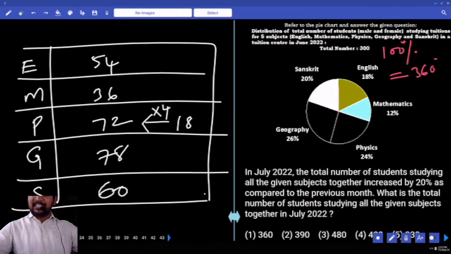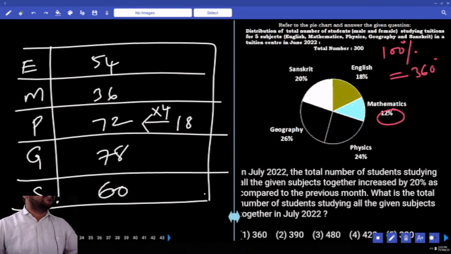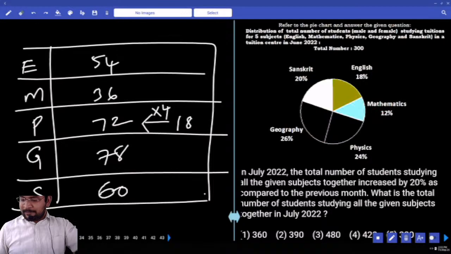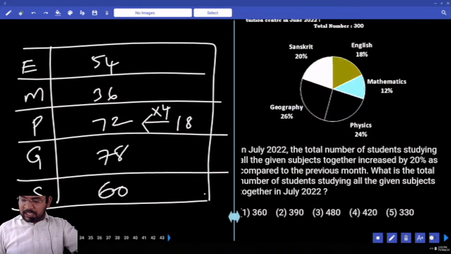100% is 360 degrees, then 12% is how many degrees? 100% is 360 degrees, na. 10% is 36 degrees, 1% is 3.6 degrees, 2% is 7.2, na. 7.2 plus 36 is 43.2. Are you clear? Very good. Shall I go for the next question, Anna?